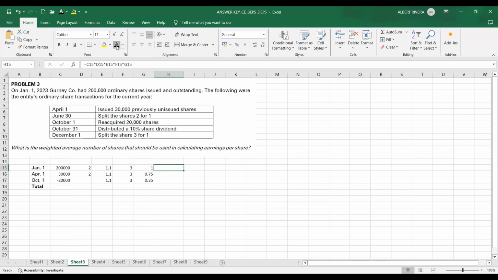Okay. So, this is 30,000 times 2 times 1.1 times 3 times 9 over 12. And this is outstanding for 20,000 times 1.1 times 3 and outstanding for 3 months over 12. Okay, so this is now 16,500. So this is now the weighted average number of shares outstanding.